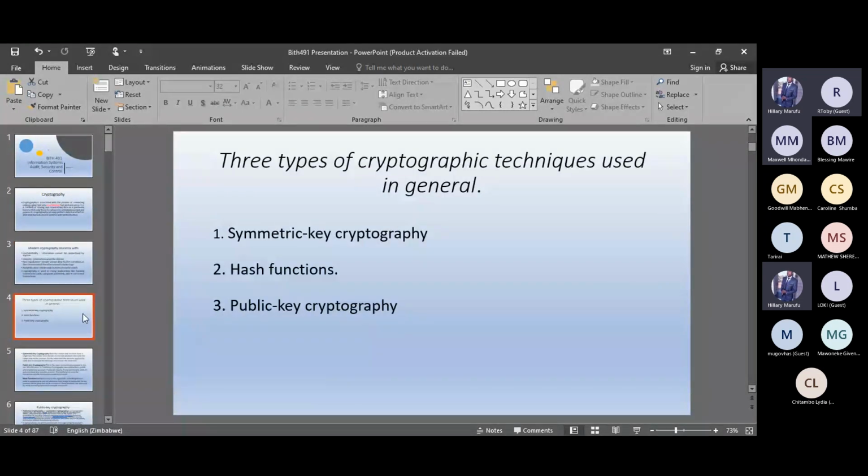Moving on, we have three types of cryptographic techniques used in general: symmetric, hashing, and public key. We have read about this, and these things came up in our assignments. So all of us should be confident in all of these things.